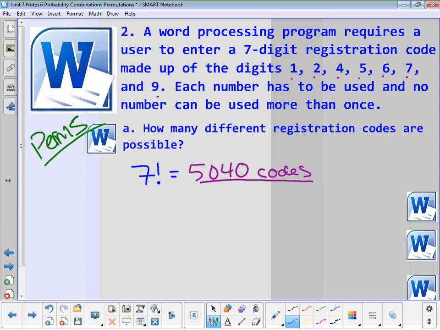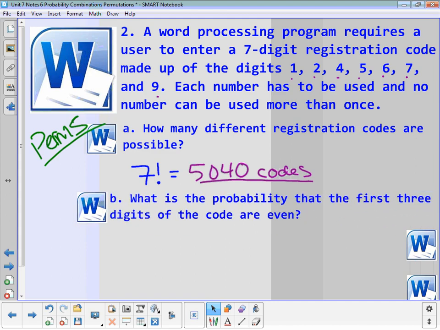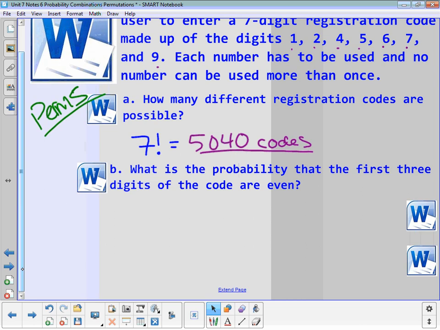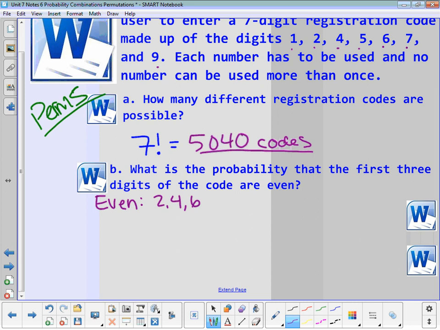So part B, first probability we're looking at, says what's the probability that the first 3 digits of the code are even? So here's what I need to know. I need to know what the even digits are. The even digits in this case are 2, 4, 6, and that's it. There's just 3 of them. And the odd digits, because I'm going to need to know those as well because I'm using all the digits, are 1, 5, 7, and 9. So there's 3 even digits, 4 odd digits.